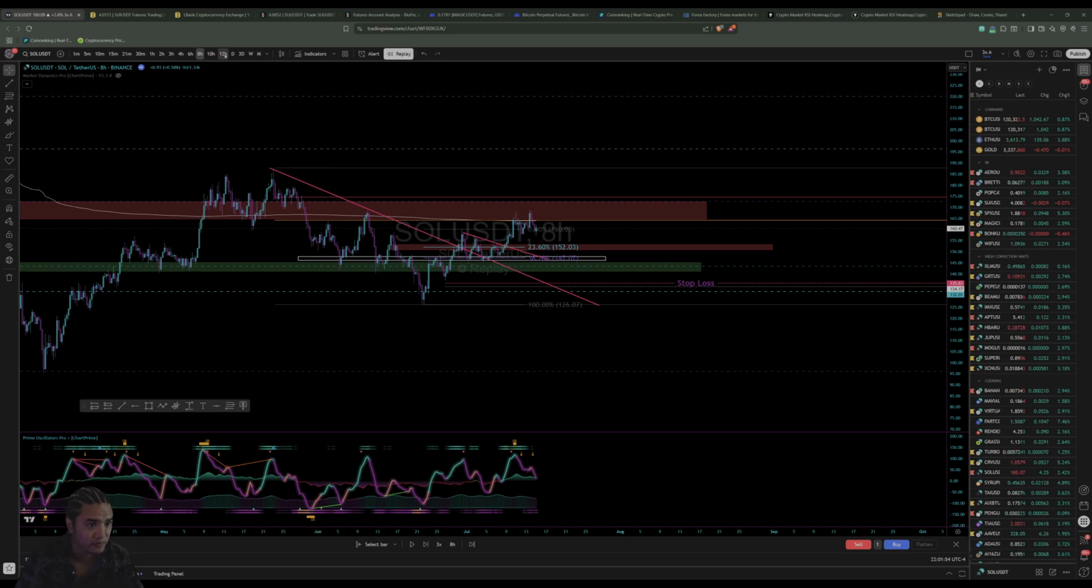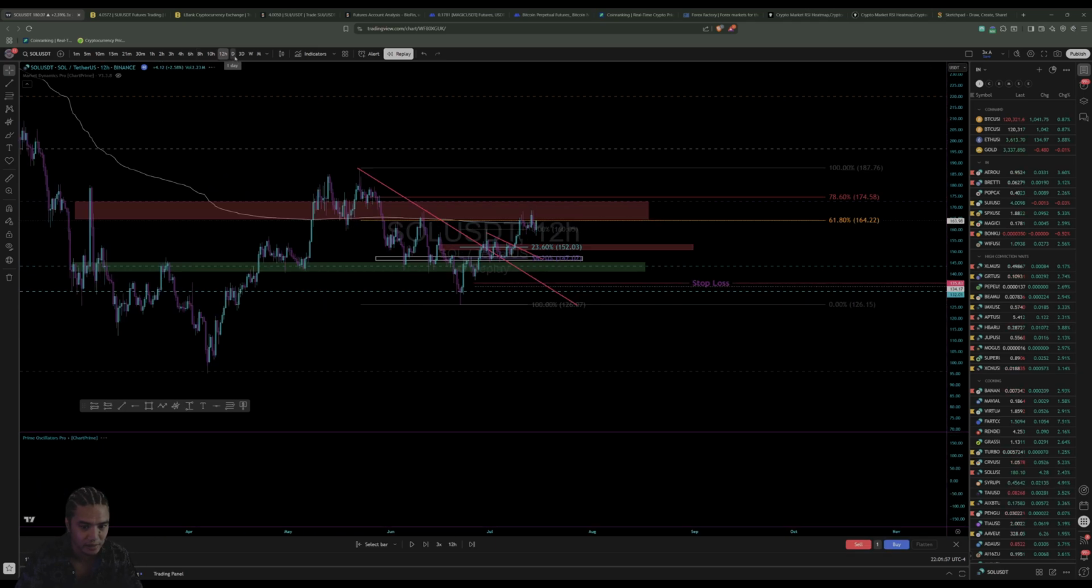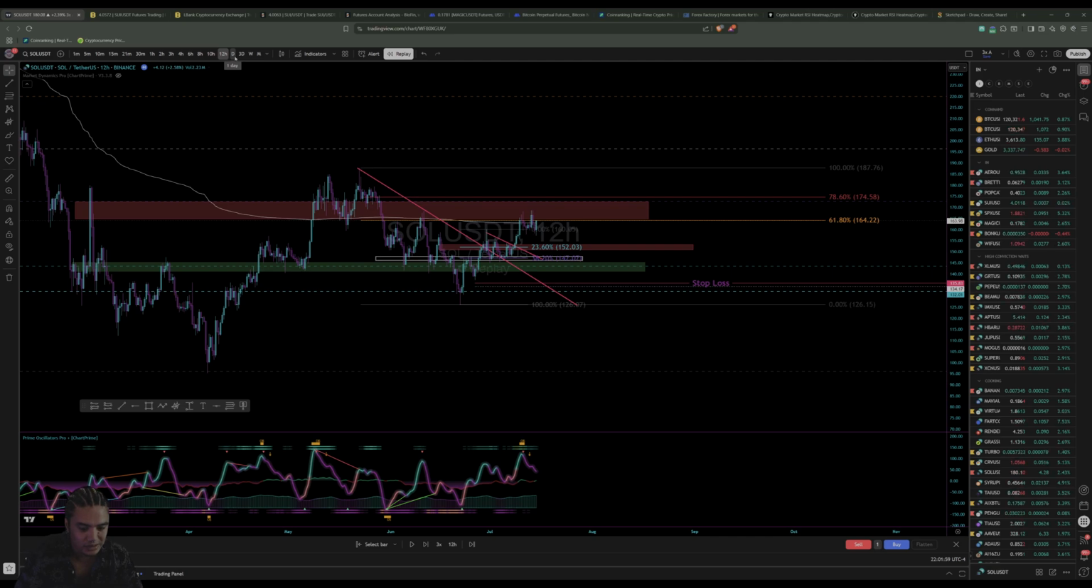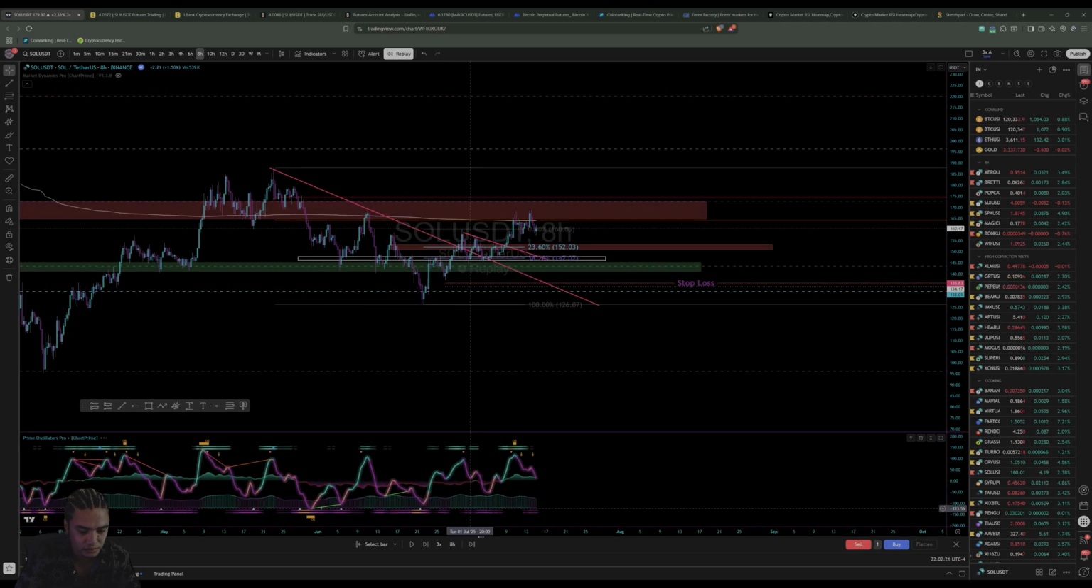What does the higher time frame tell us? 12-hour. Let's check that. The 12-hour could be printing the divergence. So then we can still get that one move up before it crashes. Okay? So delete that, delete that, delete that. There we go.